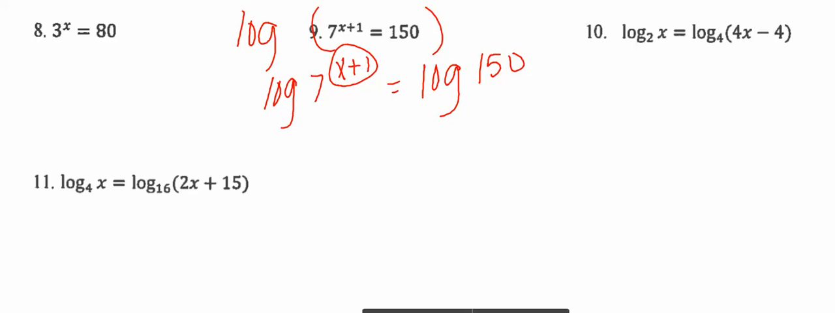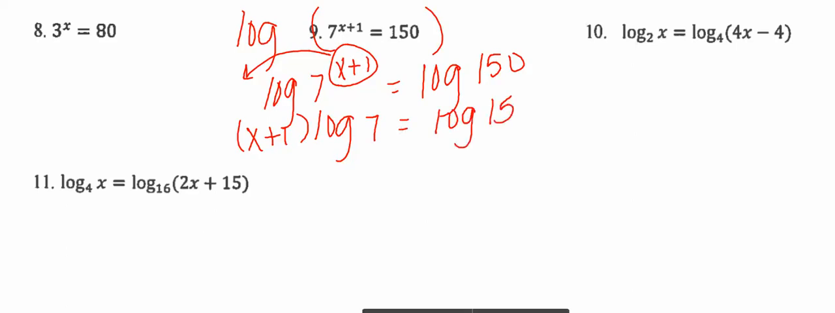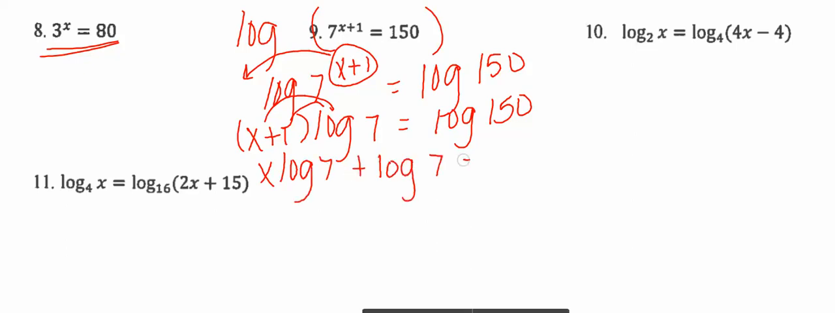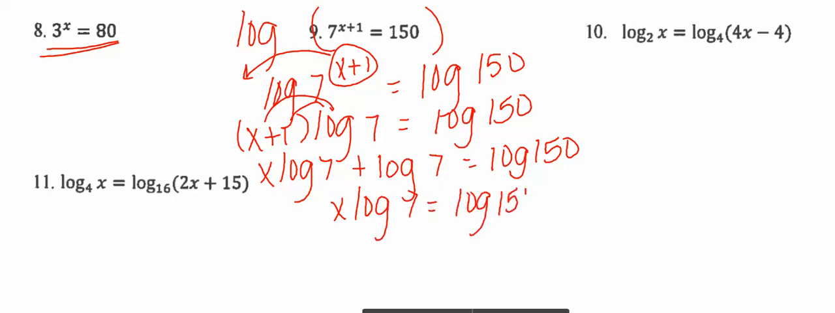Remember, exponents make coefficients. I'm going to put it in parentheses because it's both being multiplied. So now this is a little trickier because the last problem was easy. I didn't have more than one term as my exponent. I'm going to have to distribute this. So I'm going to have x log of 7 plus log of 7 equals log of 150. So now I'm going to subtract log of 7. So I have x log of 7 equals log 150 minus log 7. And then I'm going to divide by log 7.